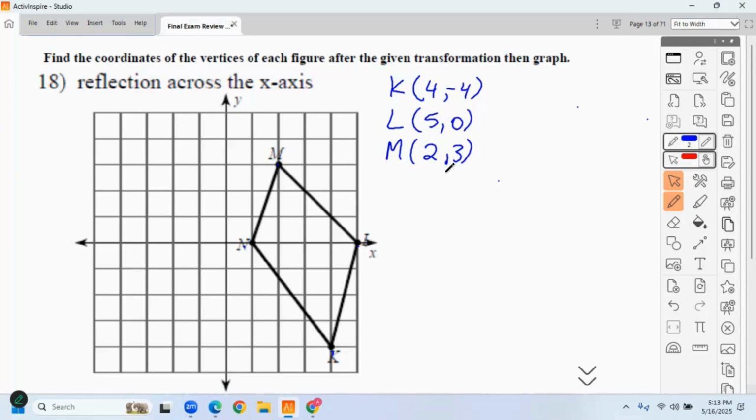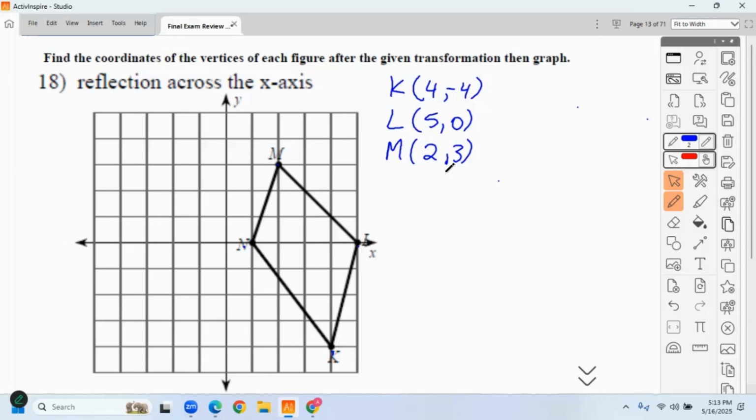Give me 1 second. I got to adjust my lighting just a moment. Almost there. Okay, we're good to go now. Yes, much better.